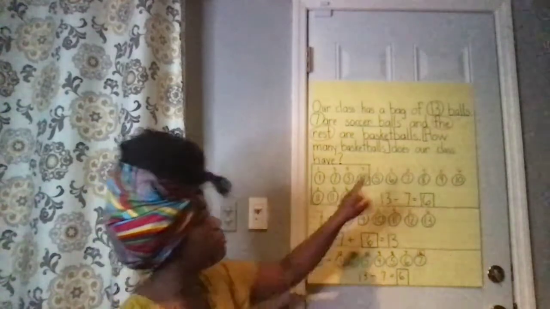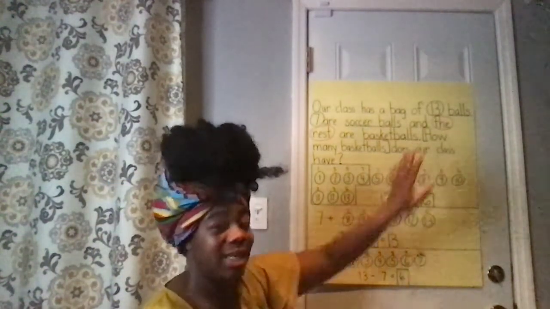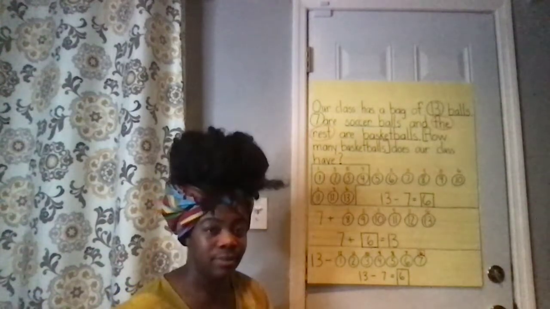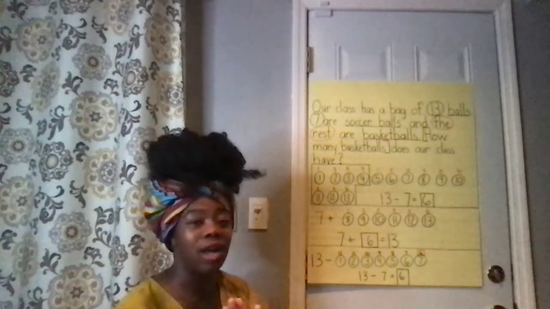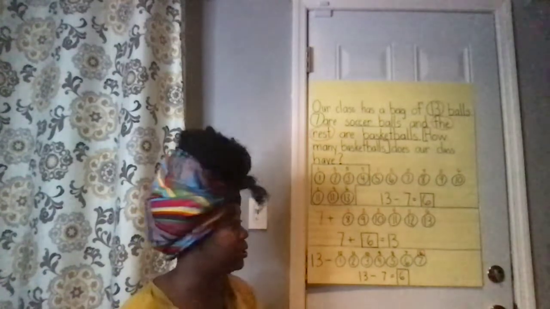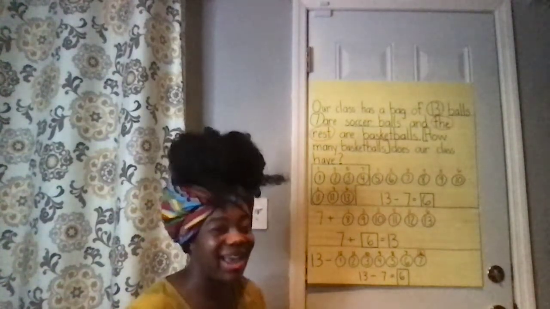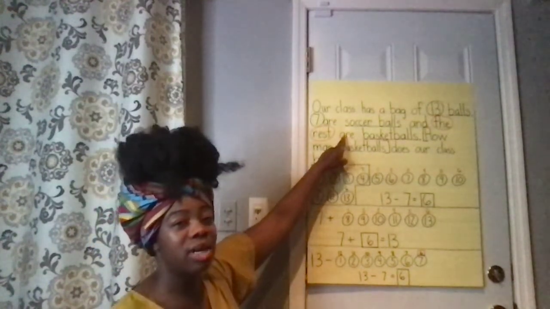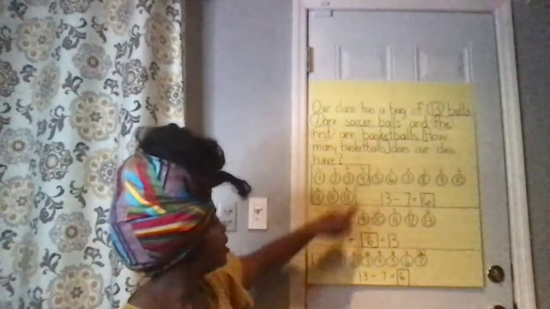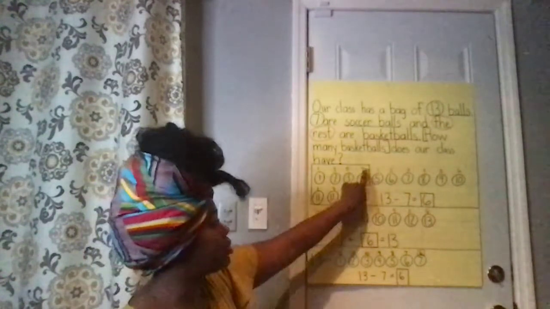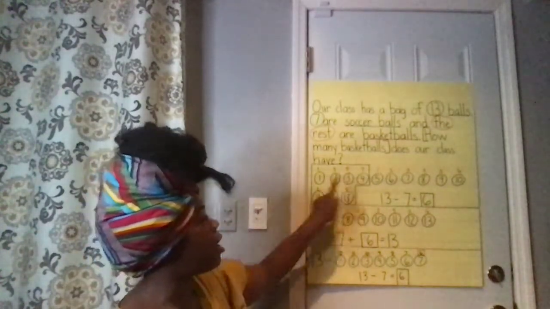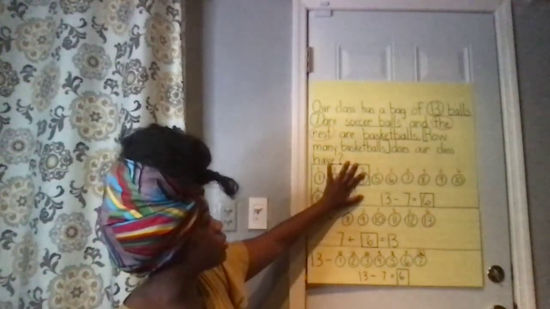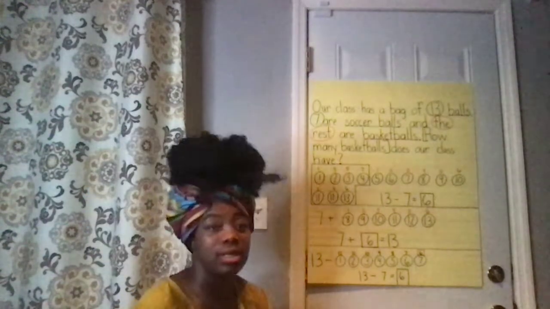So I know that the 13 represents the 13 balls. That's how many balls we have all together. So right away, I know I'm not adding. It tells me our class only has 13 balls. So that's it. I'm not adding. And then it says 7 are soccer balls. So right away, I know how many are soccer balls. That's one of our knowns. So I box 7 circles. 1, 2, 3, 4, 5, 6, 7. I box 7 circles to represent the 7 soccer balls.